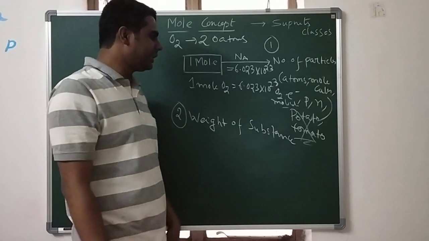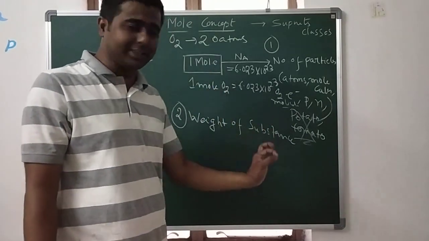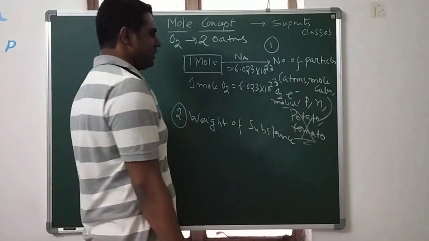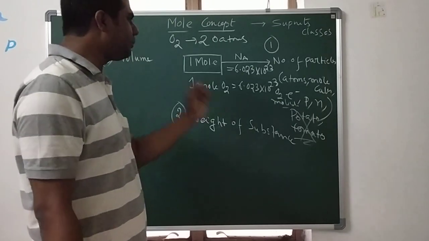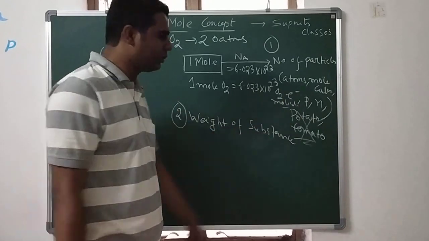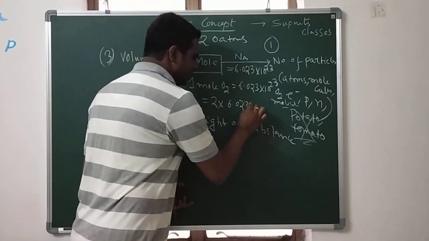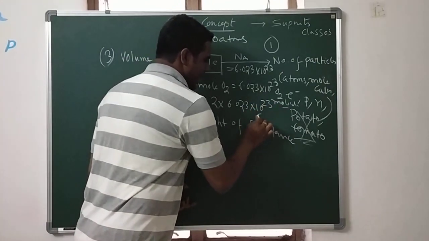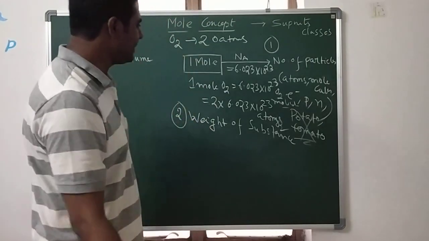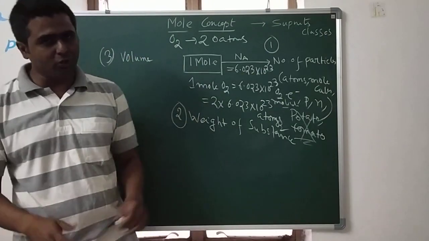So 1 mole of oxygen is Avogadro's number, that is 6.023 into 10 to the power 23 molecules of oxygen. So how many atoms will be there? Each molecule of oxygen has 2 oxygen atoms. So this much oxygen molecules will have 2 into 6.023 into 10 to the power 23 atoms. Correct? Easy, huh? Okay, but the job is still not done. I will go deep into it.